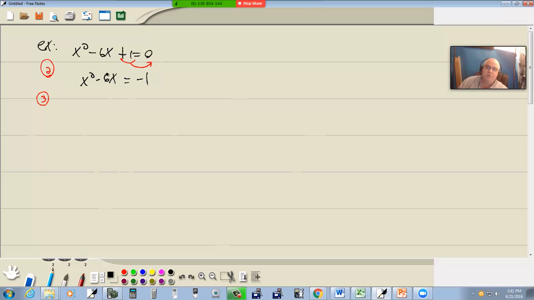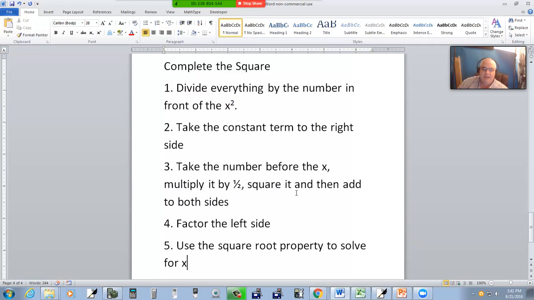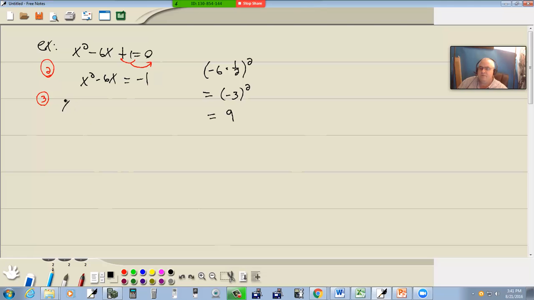Step 3, take the number before x, which is negative 6, and you multiply it times a half and you square it. It's always times a half and it's always squared. Negative 6 times a half is negative 3 squared. Negative 3 squared gives us a positive 9. And then I say, then add it to both sides. So we're going to have x squared minus 6x plus 9 is equal to negative 1 plus 9. So we got x squared minus 6x plus 9 equals negative 1 plus 9 is 8.